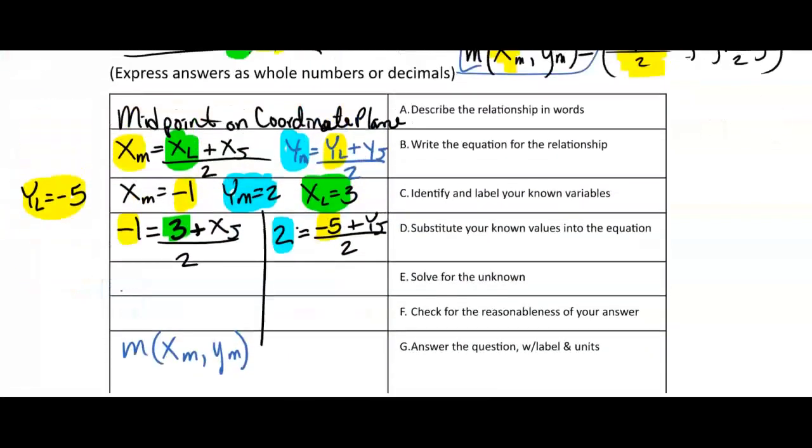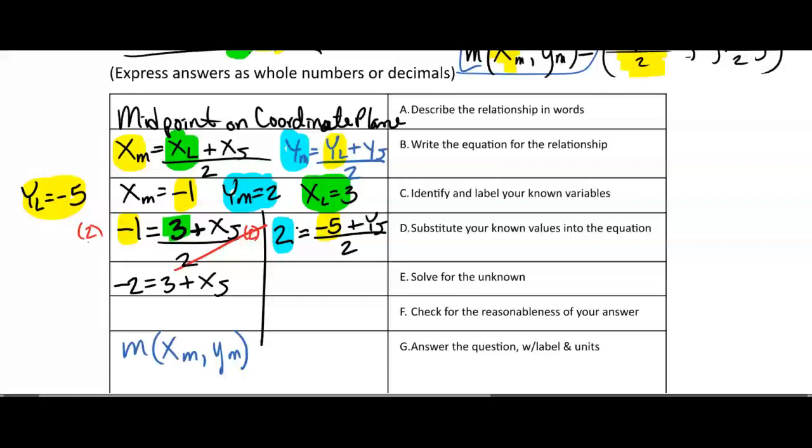So I'm going to break this up. In this first case, I have this big fraction. I need to get rid of the denominator, so I'm going to multiply both sides by 2. My 2's cancel on this side. On the left, I have 2 times -1 is -2 equals, that canceled, 3 plus x sub J. And over here, I'm also going to multiply both sides by 2, so that my 2's cancel here. 2 times 2 is 4 equals, those are gone, -5 plus y sub J.